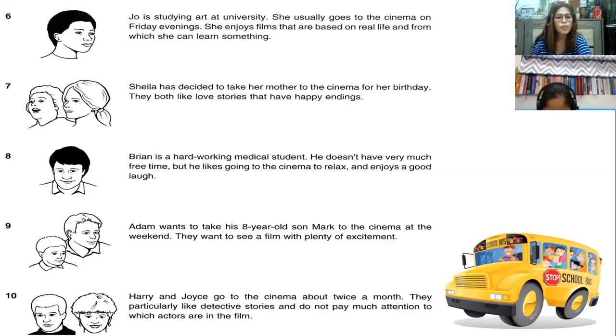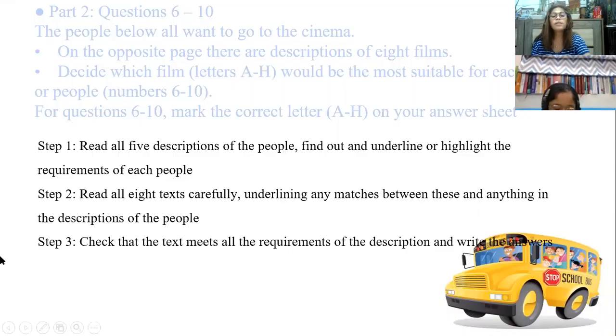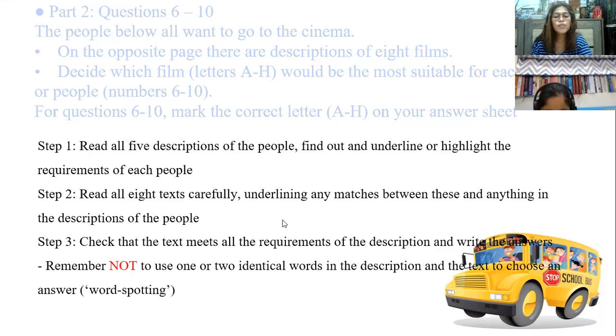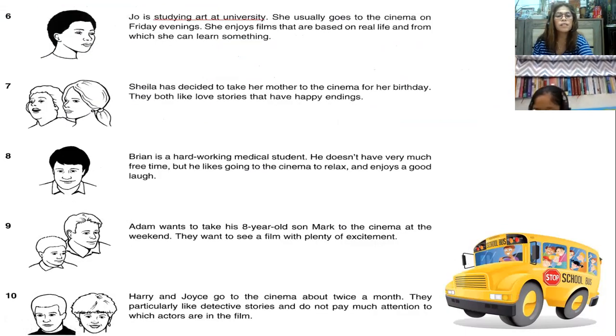Okay, so we have here, you will have, read all the 8 texts carefully. We have different texts here. And then underline any matches between these and the descriptions of the people. Check the text meets the requirements of the description and write the answers. Remember not to use 1 or 2 identical words in a description and text to choose an answer, that is word spotting. I will give you an example. Okay, studying university.